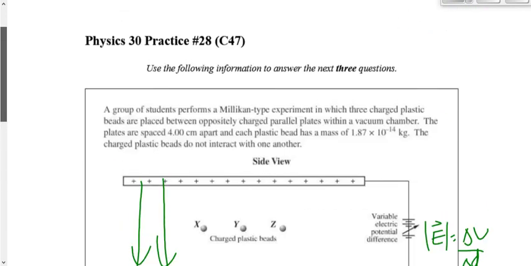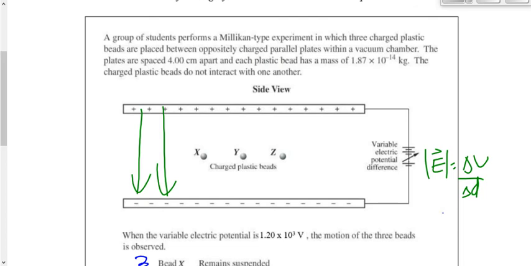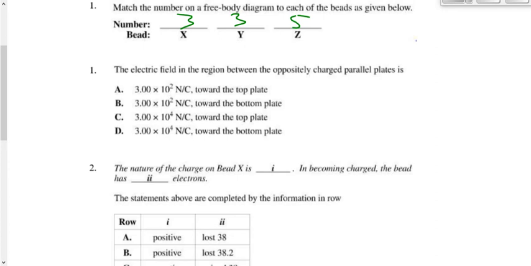Where's our information for that? Delta V, the potential difference between the plates, is 1200 volts. The distance between the plates is 0.04 meters, which gives me 3.0 times 10 to the 4 volts per meter, and we already said that it's downward.